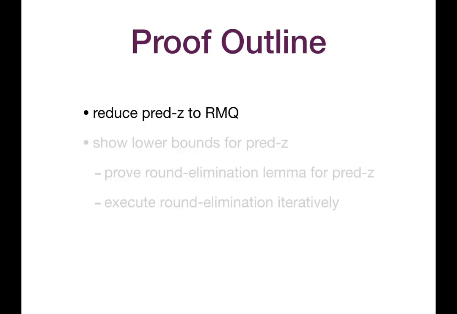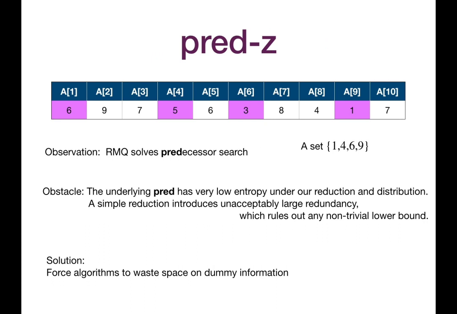First of all, we introduce the PretZ problem. Note that we are dealing with succinct data structures, so we have to control the increment of space usage in the reduction carefully. The starting point is very simple.